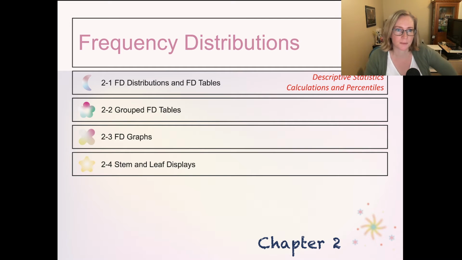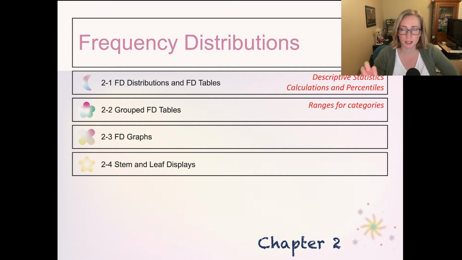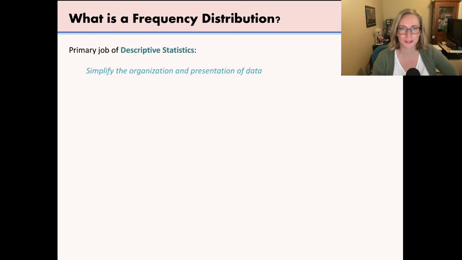So what we had talked about in class were these first two. So what is a frequency distribution? And this is in the category of descriptive statistics, and we talked about percentiles. And then when we group them together to make classes, ranges for categories. But like I said, I'm going to go over that quickly. And then we need to make sure that we finish up with graphs and these fancy stem and leaf displays, which you may have heard of before, but we'll go over it.